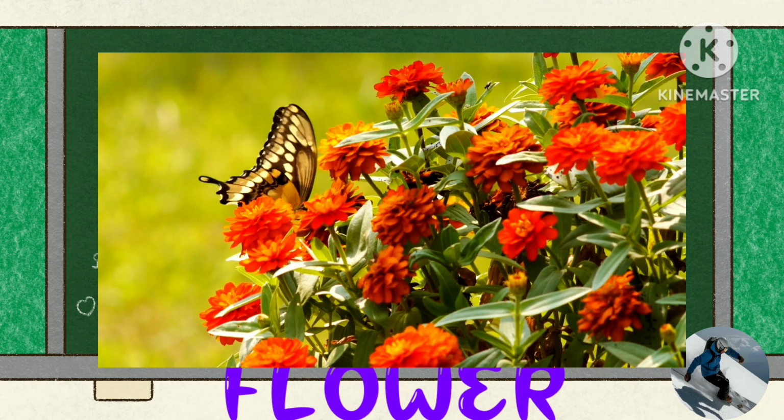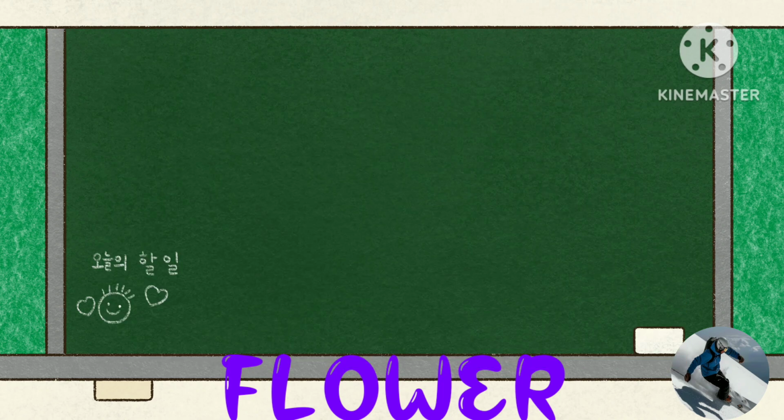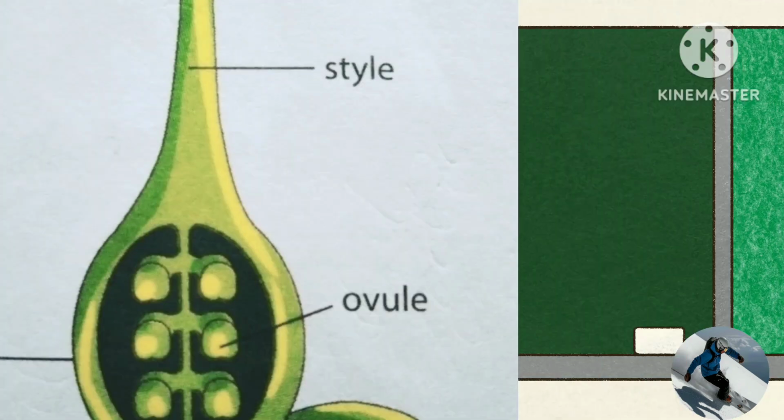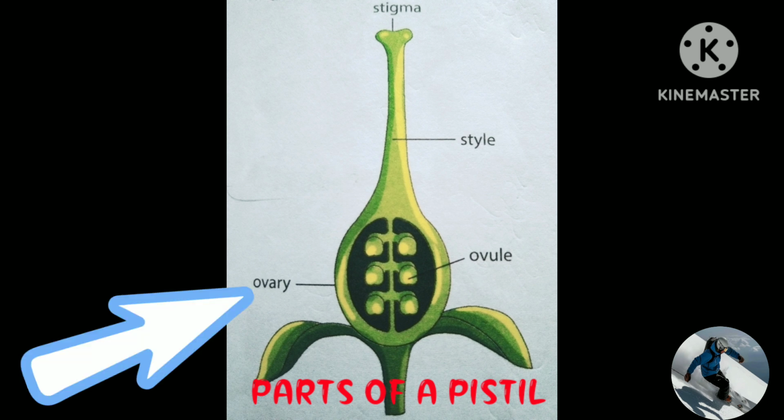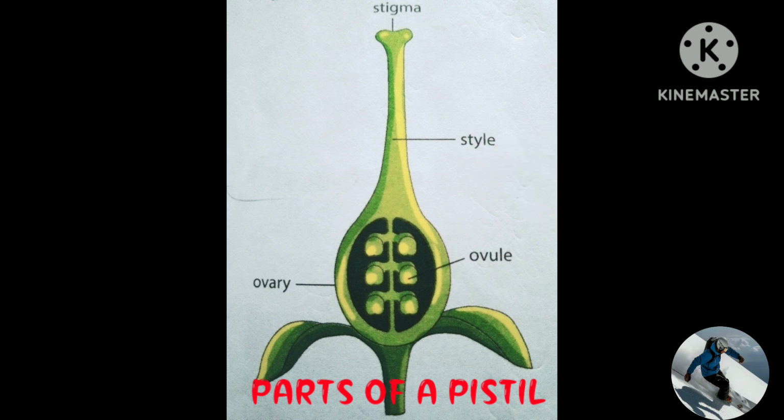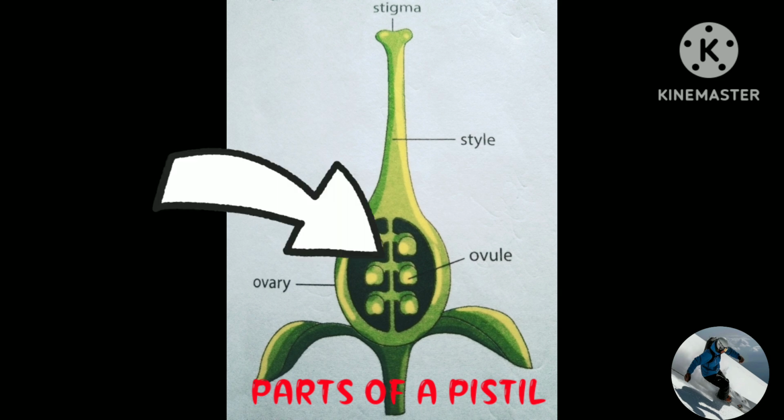Next is gynoecium. It consists of a pistil or a carpel, which is the female reproductive part of a flower. A pistil has three parts: ovary, style, and stigma. Ovary is the swollen portion which is present at the base of the pistil. It contains many bead-like structures called ovules.